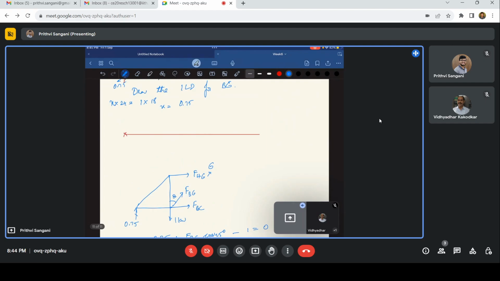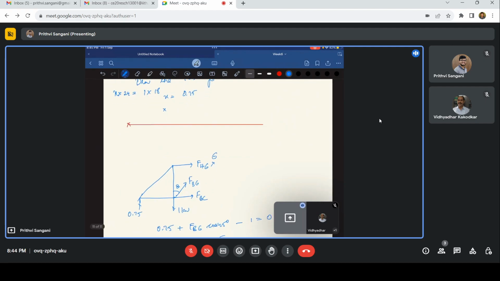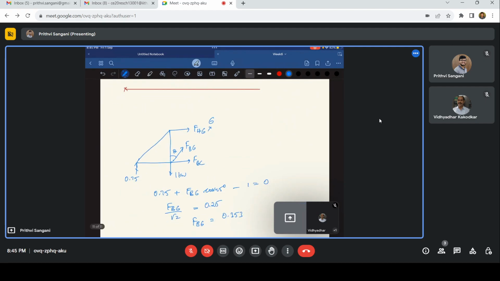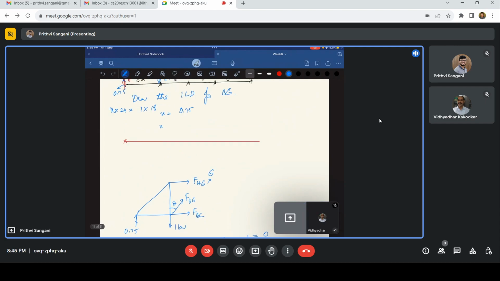It is in tension, right? So tension, I'll just plot it on the top towards the positive side. I'll place it on the positive side. So this is tension, and this ordinate is 0.353.